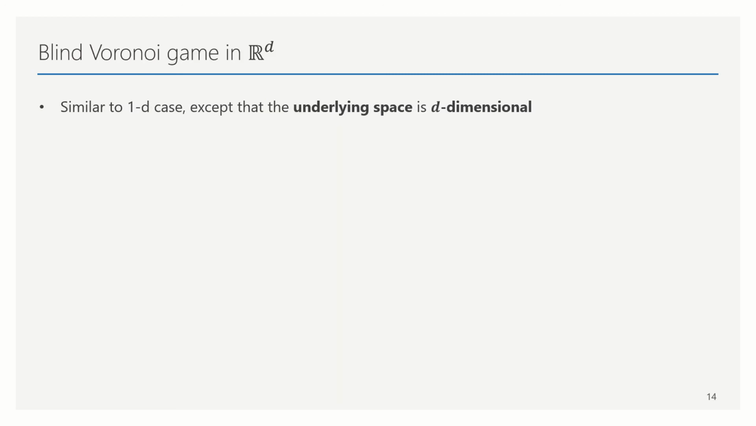The discrete blind version can be extended to higher dimensions. For example, in 2 dimensions, players will place their facilities on the plane, and the Voronoi cells of facilities will determine the number of users served by each player.